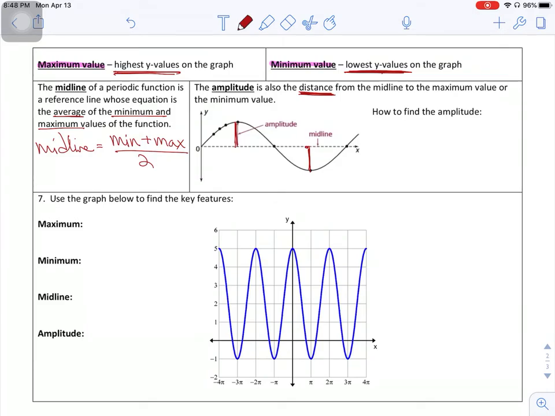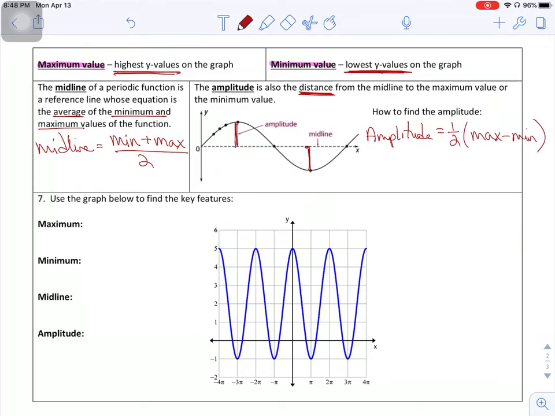How to find amplitude? So for amplitude, if you can't quite count it off the graph, or you're not sure about it, that should be an equal sign. Let me put that in. Amplitude equals 1/2 maximum minus minimum.